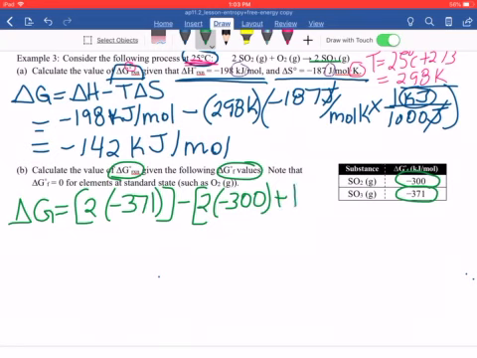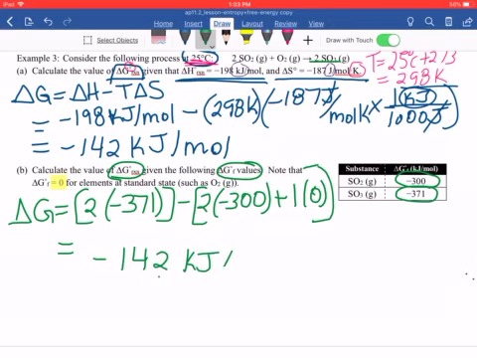Plus, we have 1 oxygen, and it says right here that delta GF is 0 for elements at standard state. So oxygen is diatomic. That's what it is at standard temperature and standard pressure, right? That's what it is off the periodic table. So that's just going to be 0 for oxygen. Right, so multiply all that together, subtract them, and you should end up with negative 142 kilojoules per mole.